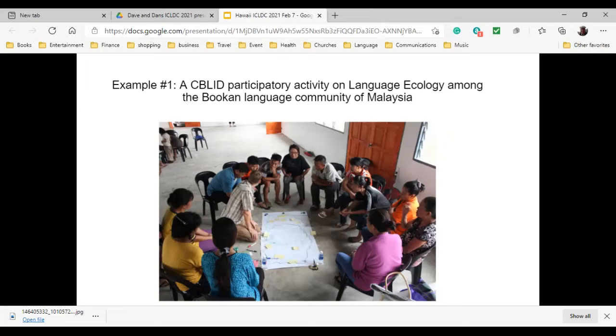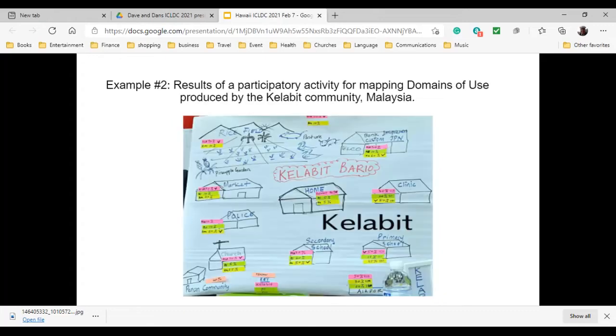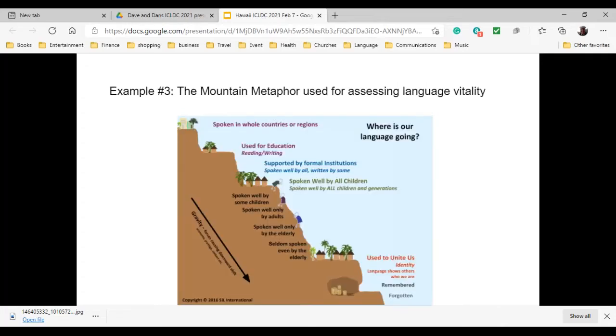Example one is a participatory activity on language ecology being done by the Bukan language community of Malaysia. Example two is a picture of the results of a participatory activity mapping. It's a domains of use map that was produced by the Kelabit community in Malaysia. And example three is the mountain metaphor. It's a visual that we use to help communities visualize language vitality, where languages are on the language mountain as far as the strength or weakness of their language vitality.